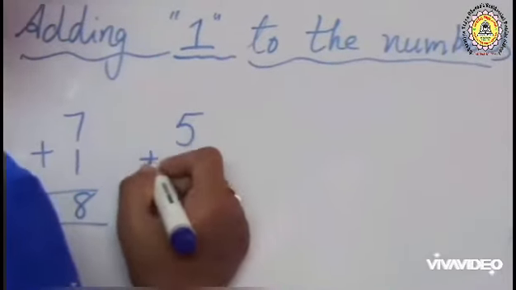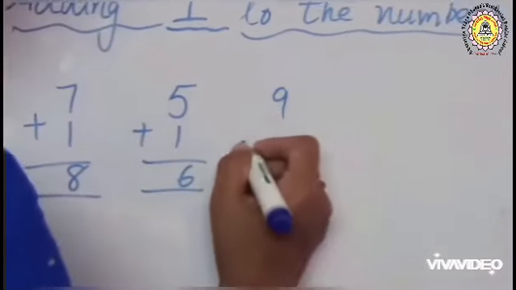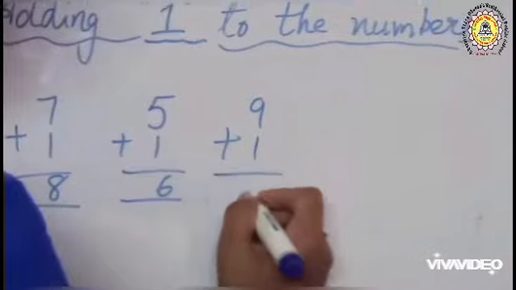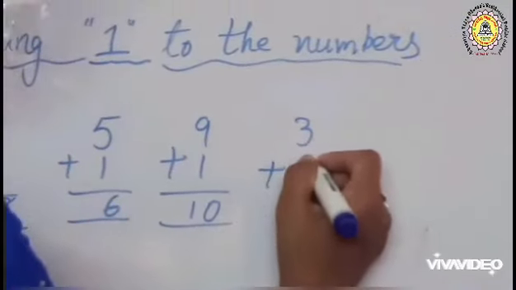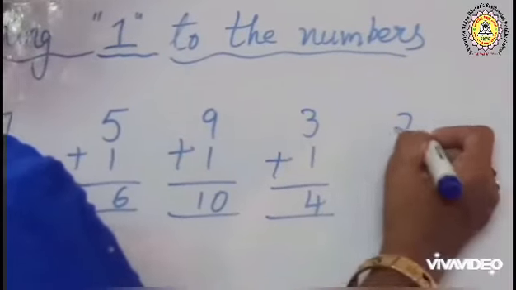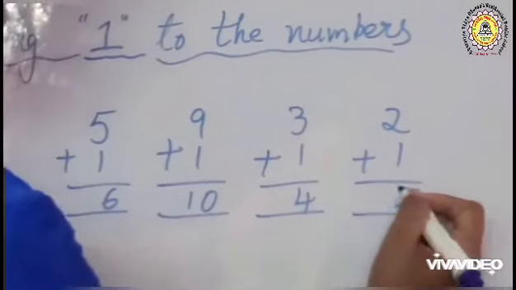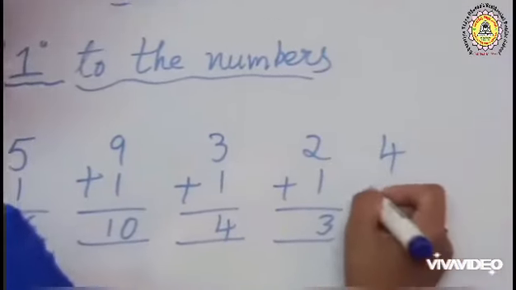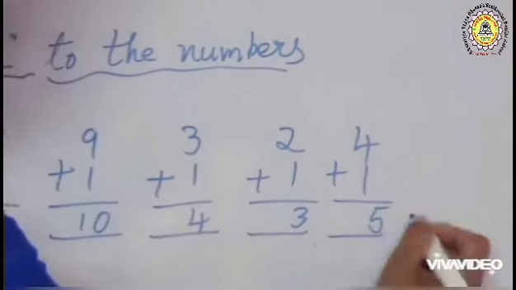5 plus 1 is equal to 6. 9 plus 1 is equal to 10. 3 plus 1 is equal to 4. 2 plus 1 is equal to 3. 4 plus 1 is equal to 5.